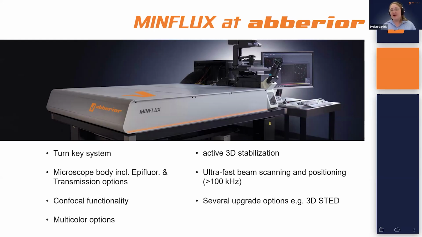The system is built around a standard microscope body. So we use an Olympus IX83 at the moment. And this includes normal epifluorescence and transmission options, which allows you to search for your regions of interest, just as you would on a normal wide field or confocal microscope. We also, as Nichols showed you, have confocal functionality. At its core, this is just a very good confocal microscope with some extra tricks up its sleeve in order to perform the MINFLUX measurements. We also have in our standard MINFLUX configuration multicolor options. So we can provide MINFLUX lasers in the 488, 560, and 640 ranges.